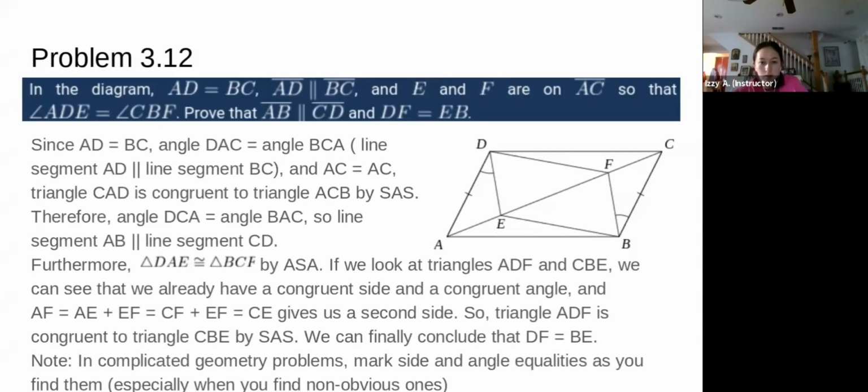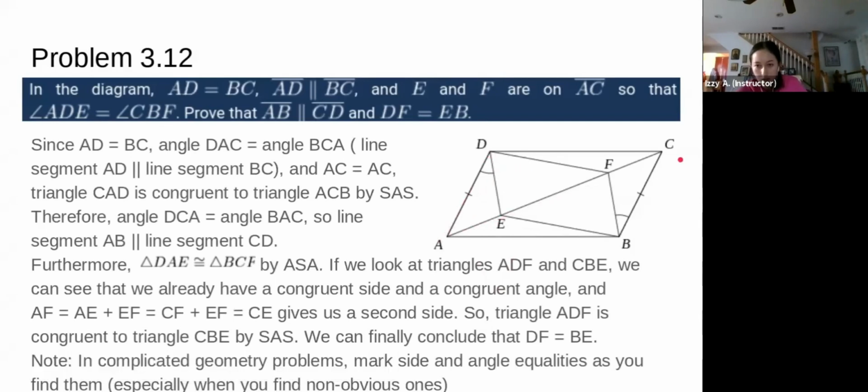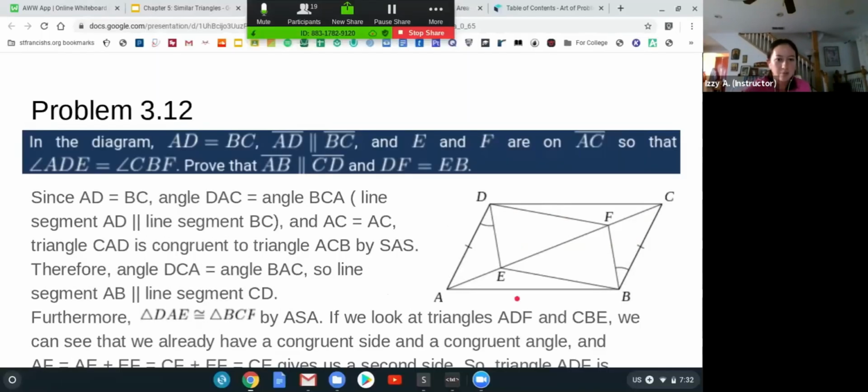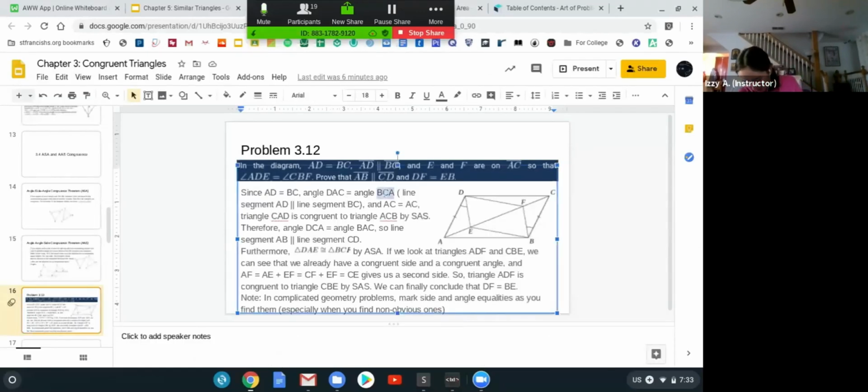Okay, so because we know that AD is equal to BC, that angle DAC is equal to angle BCA. Is that correct? Yes, because the line segment DAC is equal to, it should say, sorry, CBA. The amount of typos that I have today. I'm sorry, this is embarrassing. I don't know why I have so many typos, but that should say CBA.